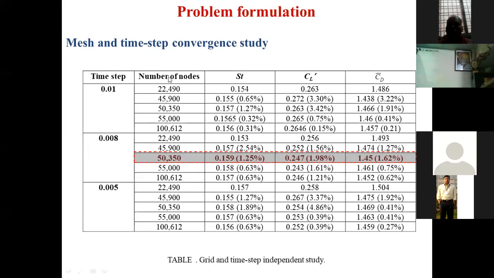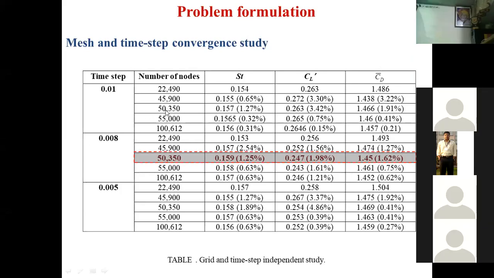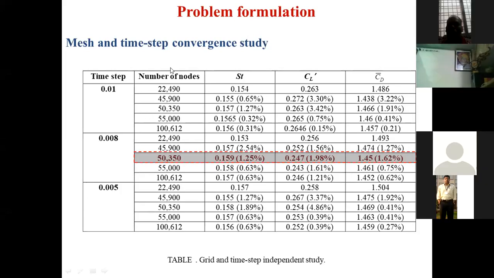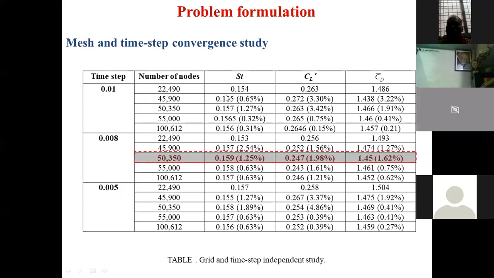So here, for different combinations and different time steps, we did this time-independent and mesh-independent study. For different combinations, what we observe is that for the lowest number of nodes, the Strouhal number is 0.1154. As we double the number of nodes, there is a change of 0.65% in this Strouhal number. Further, if we increase the number of nodes, the change is 1.27%. And if we keep on increasing the number of nodes, the change decreases.